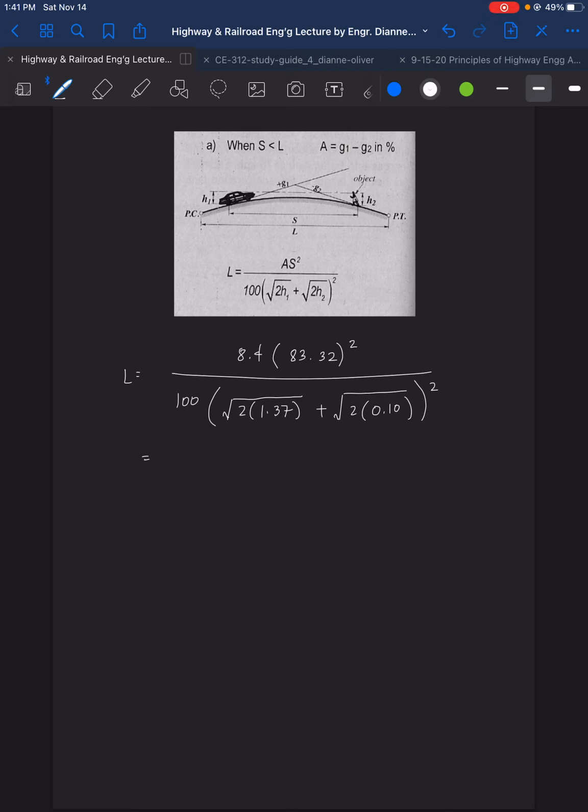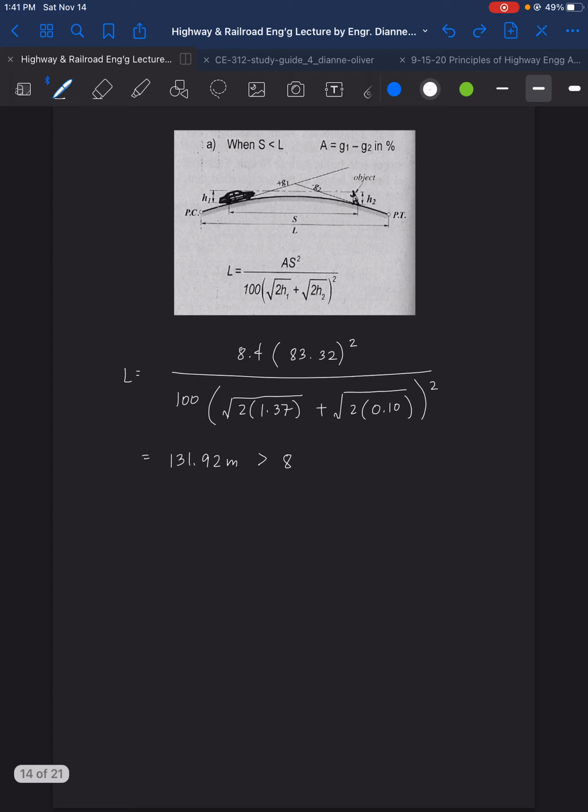Using our calculator, the answer here is 131.92 meters, and this is greater than S, which is equal to 83.32. Therefore, it is okay. Assumption correct. Therefore, L is equal to 131.92.